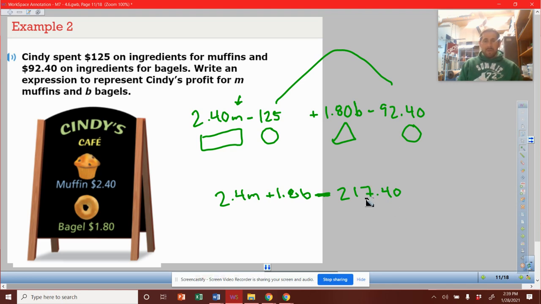So she may be able to break even if she just sells a ton of bagels and absolutely zero muffins. Or maybe it's the other one, zero muffins and a ton of bagels. But either way, when she's selling those, it's going to help her eliminate this expense she has just for the ingredients.